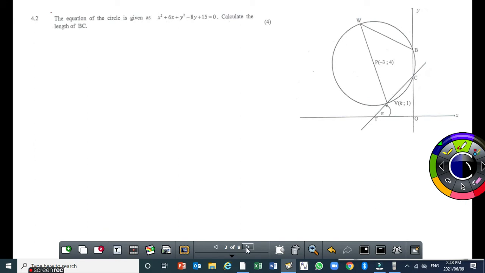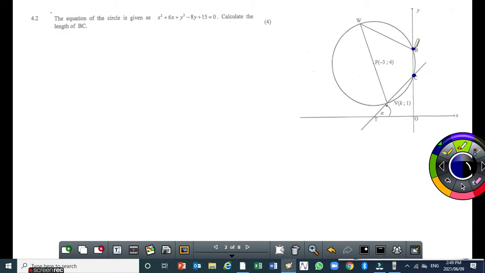Then, the equation of the circle is given as that, calculate the length of BC. Now we need to calculate the length from here to there. Do we know the coordinates of C and the coordinates of B? From your knowledge so far, point B and C are along the y-axis. What's the value of x? 0. So since the value of x is 0, we can determine the values of y at B and at C.